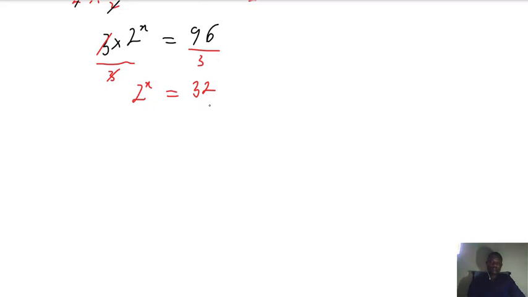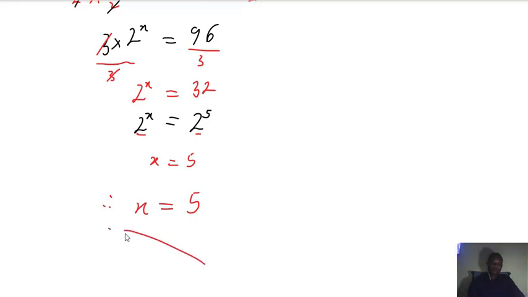So you see 32 can be written as 2 exponent 5, because we want the base to be the same as the left side. So we have 2 exponent x here, then we have 2 exponent 5. Because the bases are the same, we have 2 here and 2 here, then we equate the exponents. So x will be equal to 5. Therefore x is equal to 5.